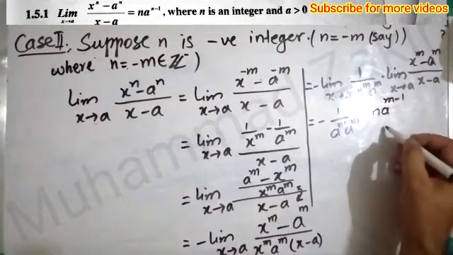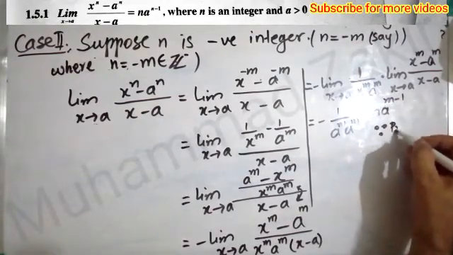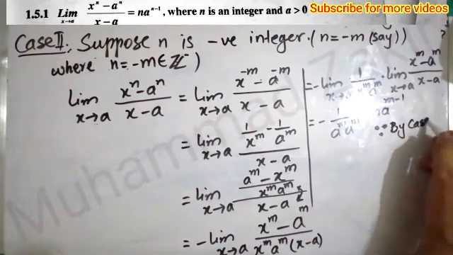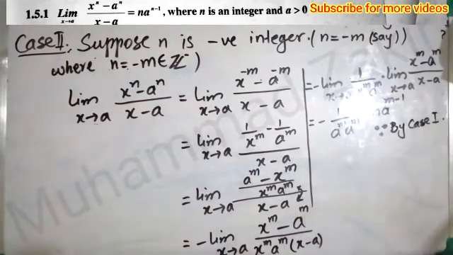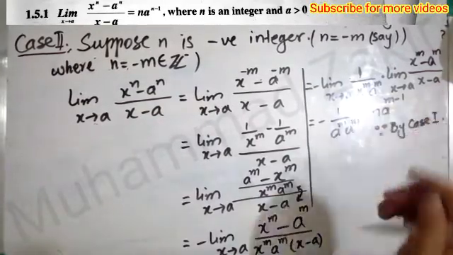The reference is by case 1. It is by case 1. The answer of this limit is m aᵐ⁻¹.